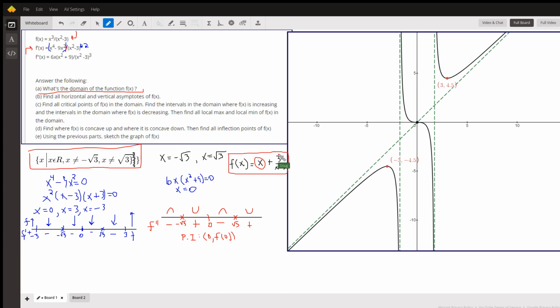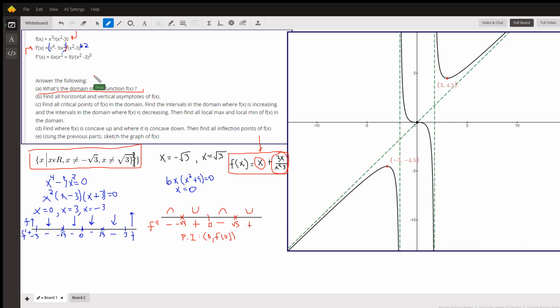And this term, as x approaches infinity or negative infinity, approaches 0. So as x gets bigger and bigger, the y values approach this value, the line y equals x. That's this oblique or slant asymptote right here.